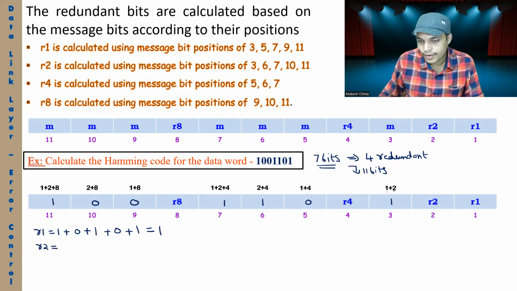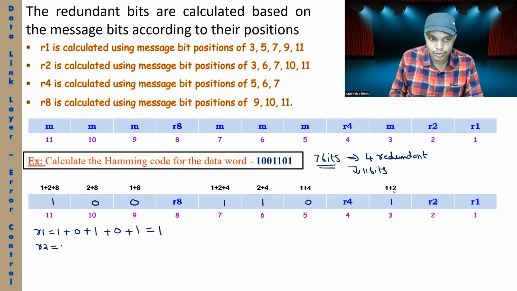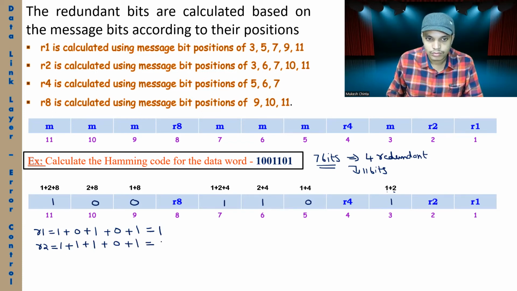R2, whichever bit positions have got 2 in the sum, just write them down here. So for R2, search for 2. There is 2 here, so 1 plus. There is another 2 here, the bit position is 1 plus. There is another 2 here, so 1 plus. There is another 2 here, 0 plus. There is another 2 here, bit position is 1. So what is the value of R2? So 1, 2, 3, 4. Even parity, 0. What about R3 or R4?